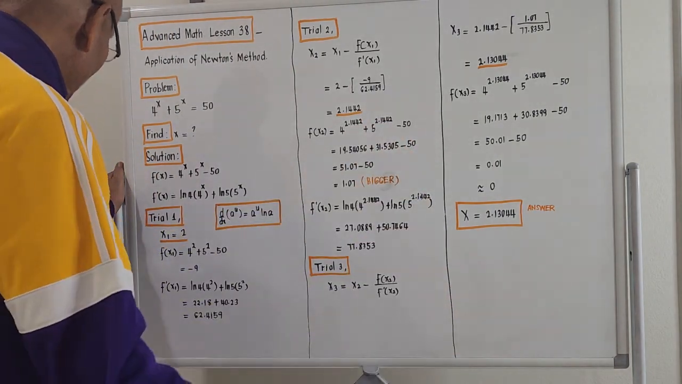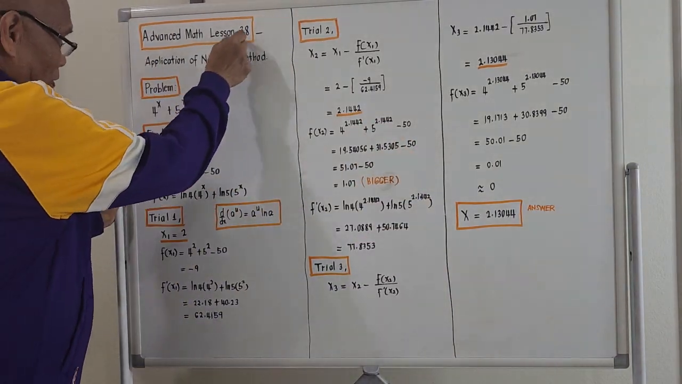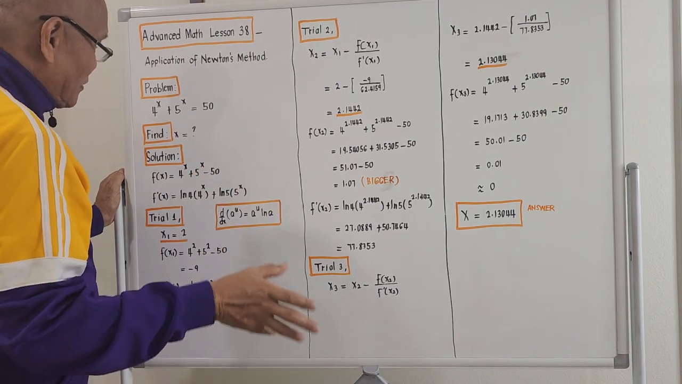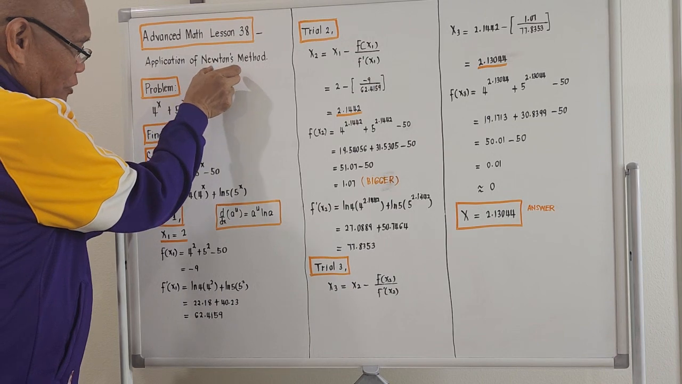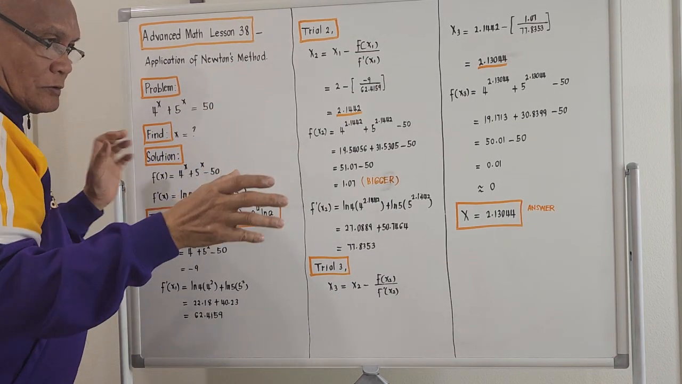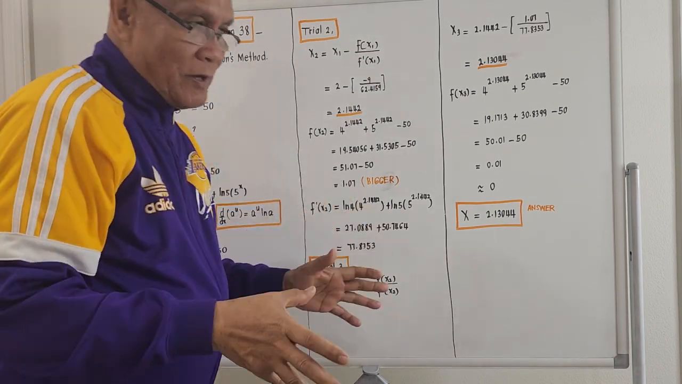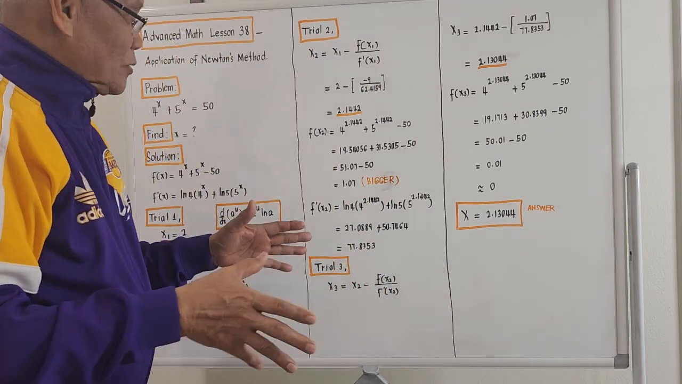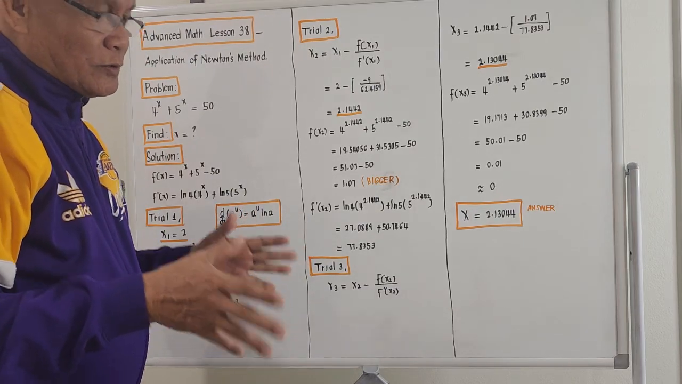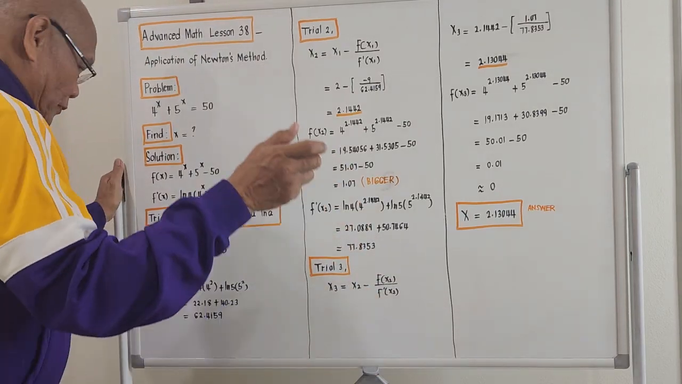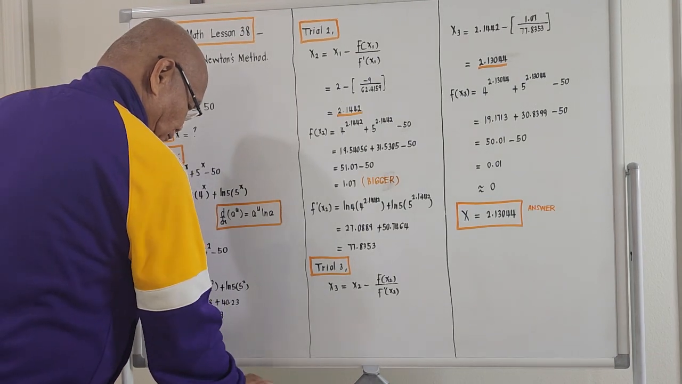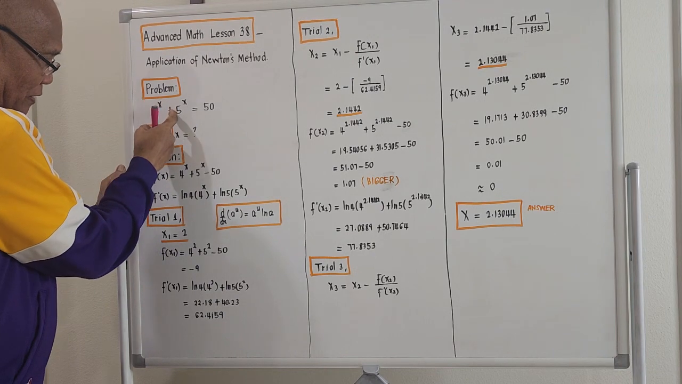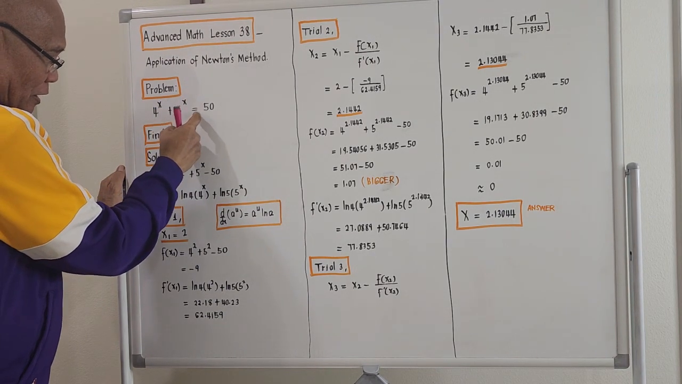Okay, let's proceed. Our lesson for this morning will be Advanced Mathematics, lesson number 38. The title of the subject matter is application problem using Newton's method. We will be solving a problem by using Newton's method to show its importance. The given problem is 4 raised to x plus 5 raised to x equals 50.